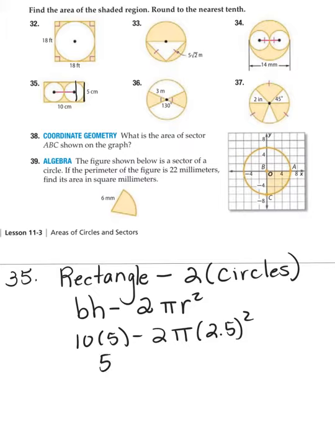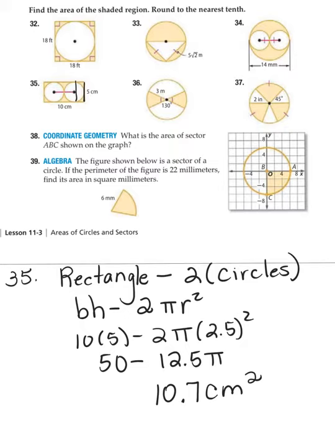So I'm going to have 50 minus 2.5 squared is 6.25, and I need to multiply that by 2. So that's going to give me 12.5 pi. So let's see if we can drop that in. 50 minus 12.5 pi is about 10.7 to the nearest 10th again, and that's square centimeters. Okay? All right, let's look at 36.